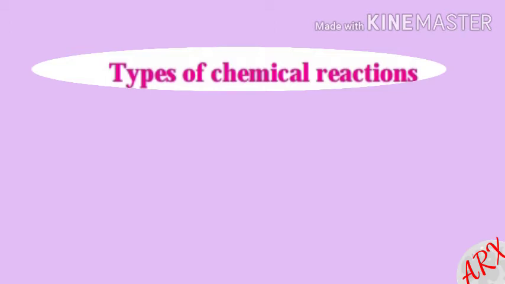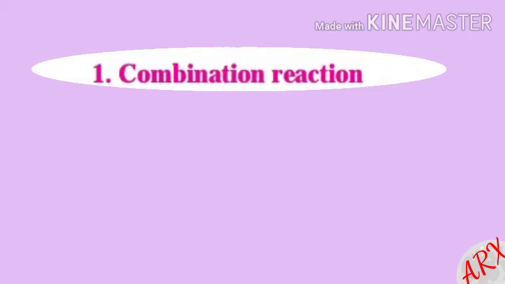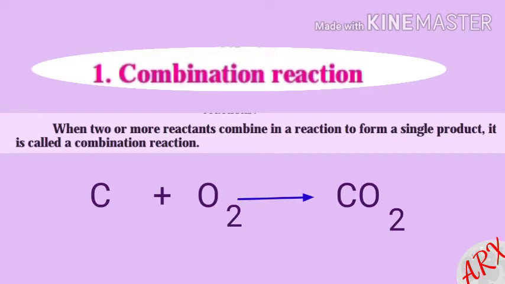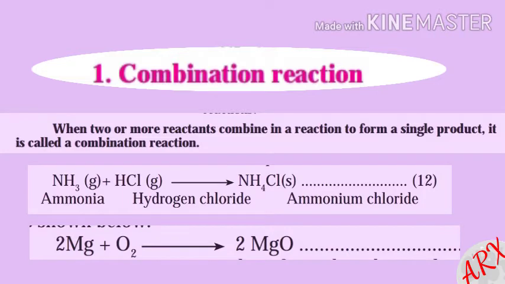First, combination reaction. When two or more reactants combine in a reaction to form a single product, it is called a combination reaction. For example, C plus O2 gives CO2. Here, there are two reactants and only one product. Similarly, here are some more examples of combination reaction.